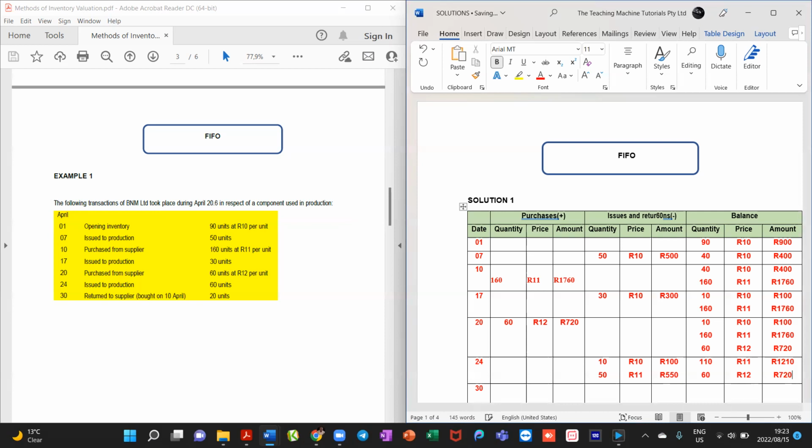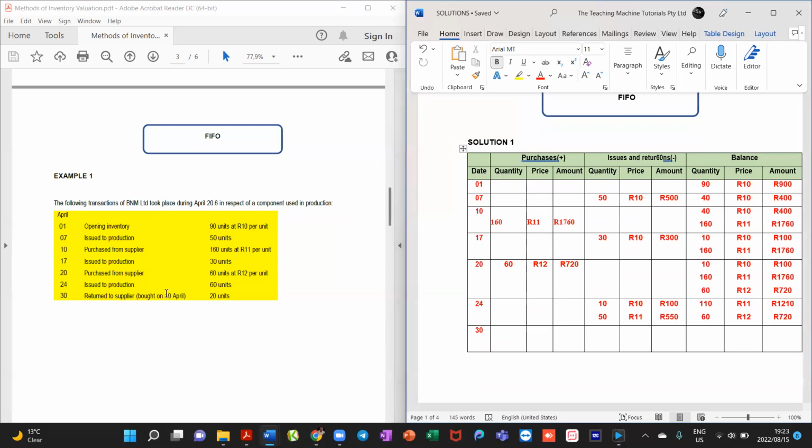720. All right. Now, on the 30th, it says that return to supplier, and these are the units that were bought on the 10th of April. How many units? 20 units. Now the returns will be recorded here since they decrease the inventory that we have in the stock room. How many units were returned to the supplier? 20 units. Do we know the price per unit? Yes, we know because the transaction specifies on which date. So I'm going to go to the 10th. It says the price here, it's 11 rand.